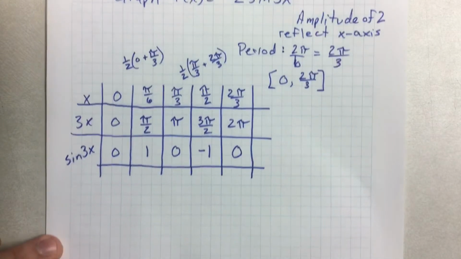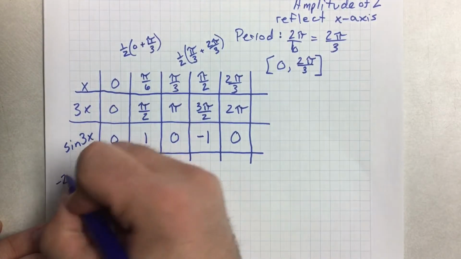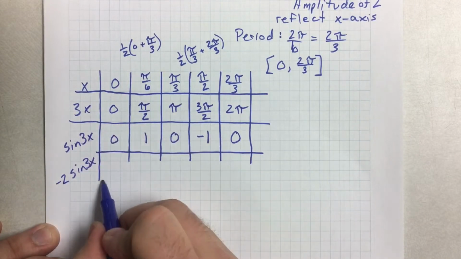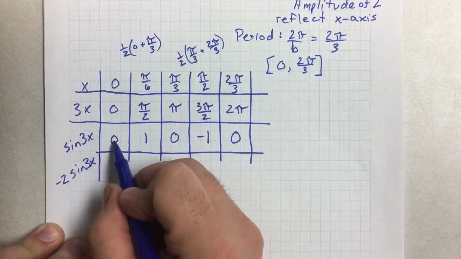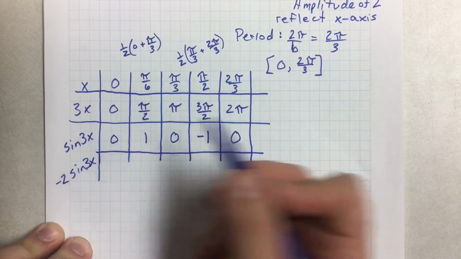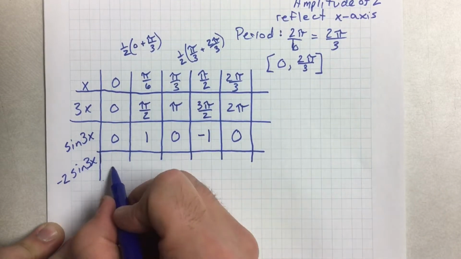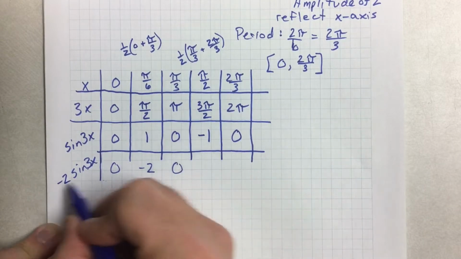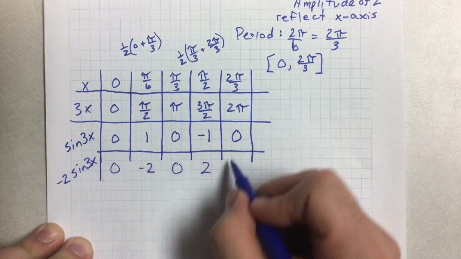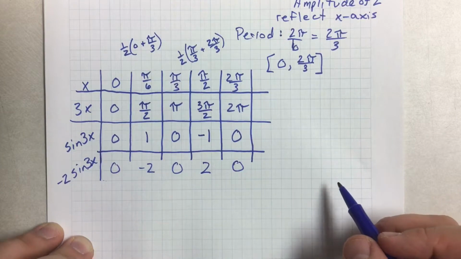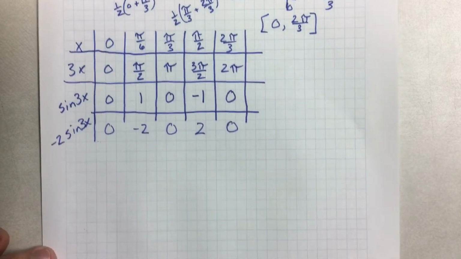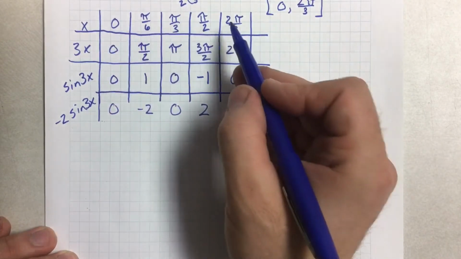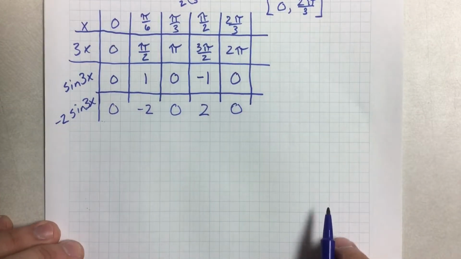So now when I go about doing -2 sine of 3x, I can just take this row and multiply it by -2. So 0, -2, 0, +2, and 0 again. All right, so we have our y values, we have our x values, we can plot these.